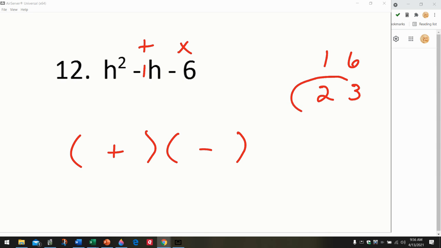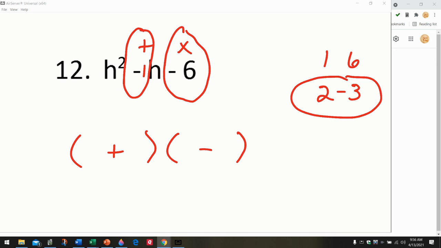So the way that they're going to add to be negative 1 is if we make it a positive 2 and then a negative 3. So 2 minus 3 is negative 1, and 2 times negative 3 is negative 6. So once we do that, we have h, and we have plus 2 minus 3, and we're done. That's what we have. So there you go, guys.